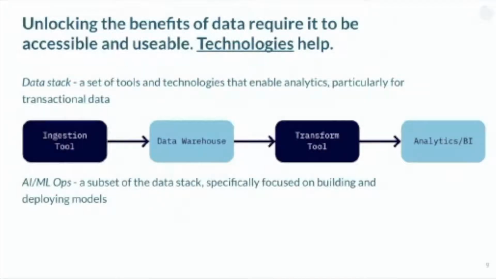The last technology buzzword that I want to cover is what we call AI or ML ops. Think of this as a subset of your data stack, specifically focused on building and deploying models. Maybe you've heard of productionizing models. What this really means is something like scoring a new donor when they inbound, perhaps on their likelihood to become a sustaining donor, and targeting communications accordingly.